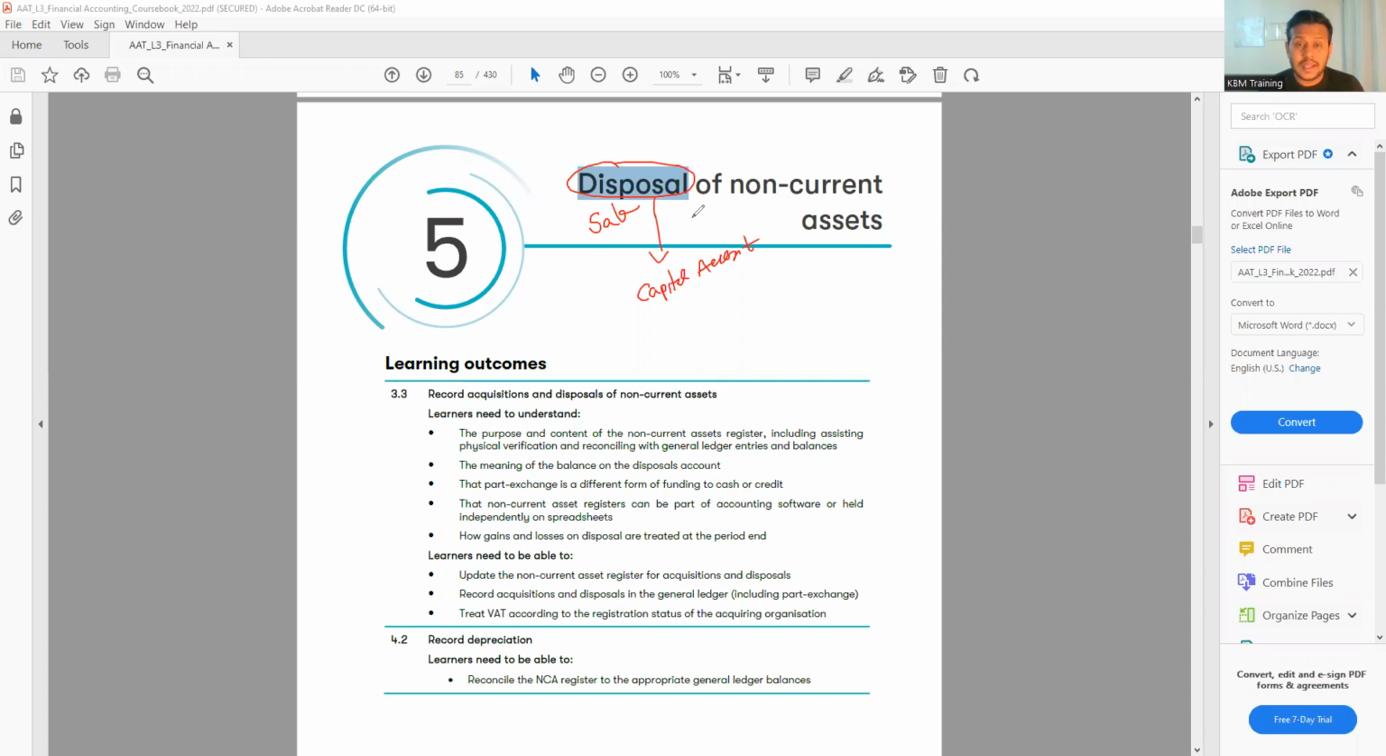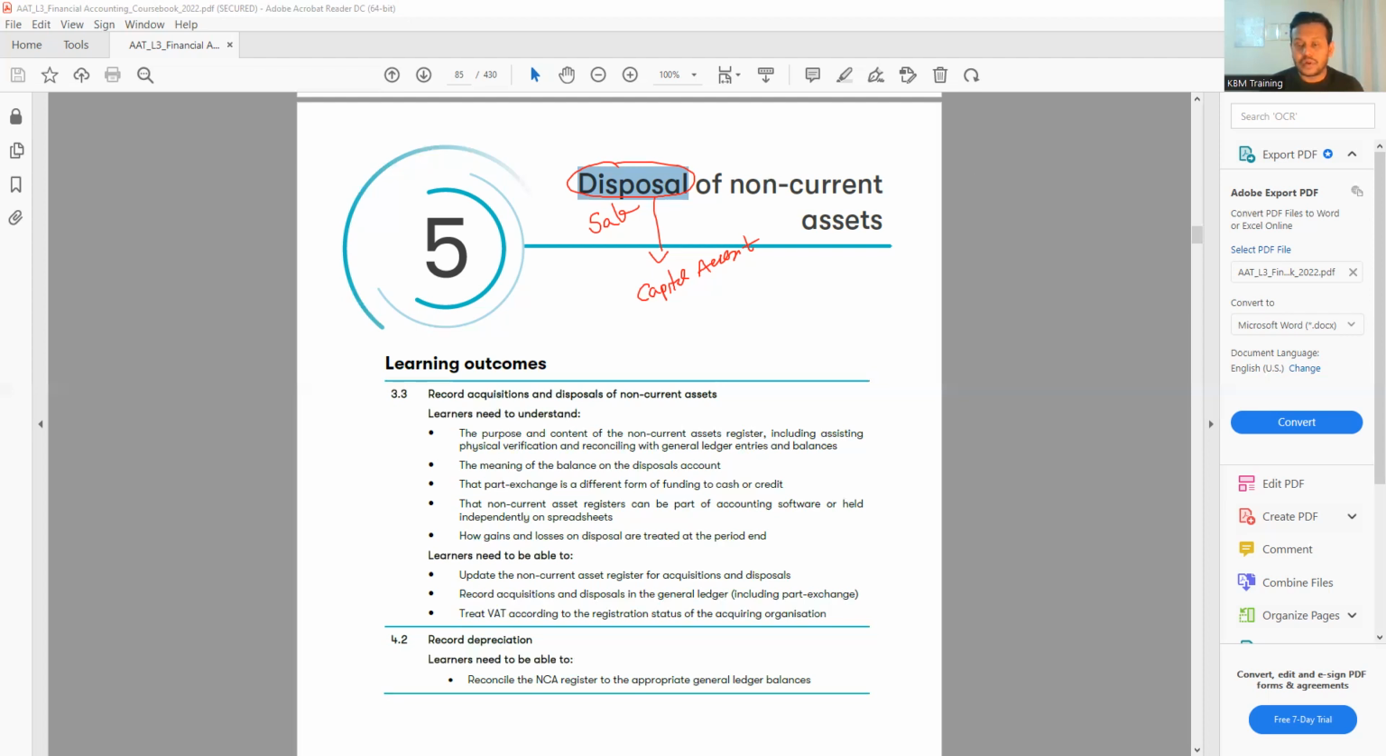So disposal represents when we sell a fixed asset, but on the other hand, sales represent only the income. If I sell goods to the customer, that is my daily activity, we call it sales. But if we sell a capital asset, we call it disposal. For example, if I have a chocolate business and I sell chocolate every day, we call it sales. But if one day I sell my computer because I need to buy a new one, then we call it disposal. So this is the difference between sell and disposal.